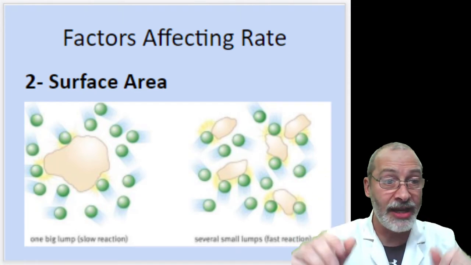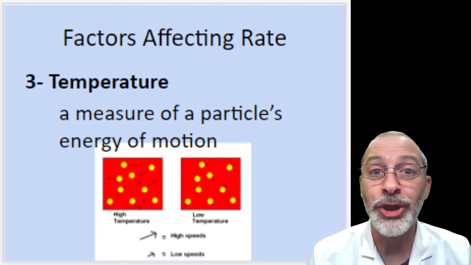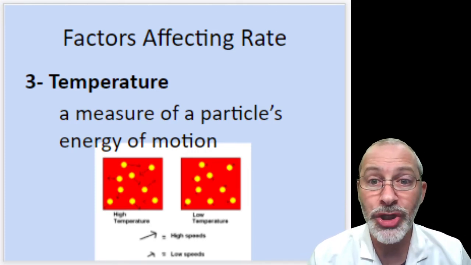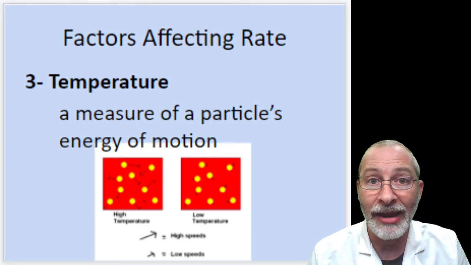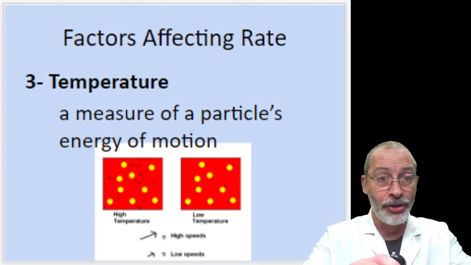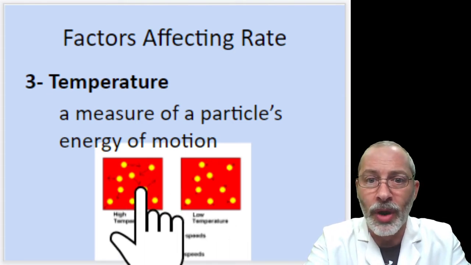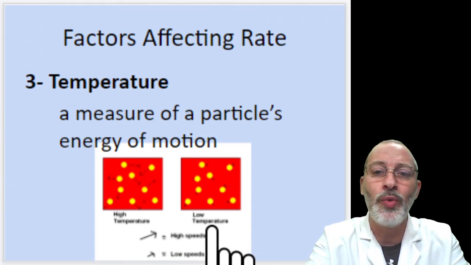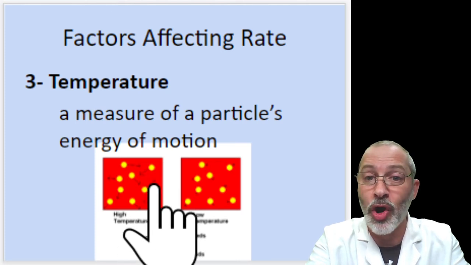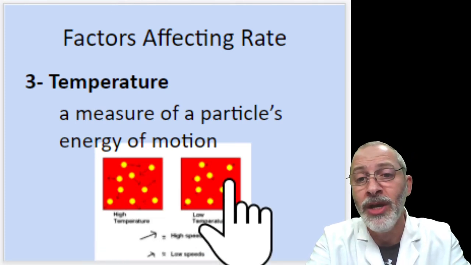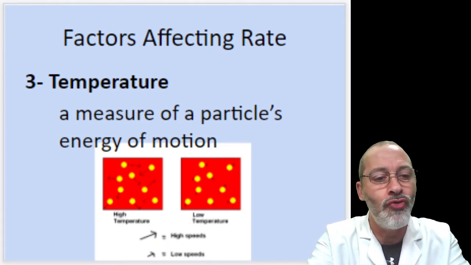Okay, let's move on. So you get the idea of surface area, right? All right, number three. Number three is temperature. Temperature is a measure of a particle's energy of motion, or kinetic energy. If you look at these two diagrams, the one on the left is illustrating a high temperature, the one on the right a lower temperature. You can see that by the length of the arrows. The longer the arrows, the faster something is moving. The shorter the arrows, the slower something is moving.